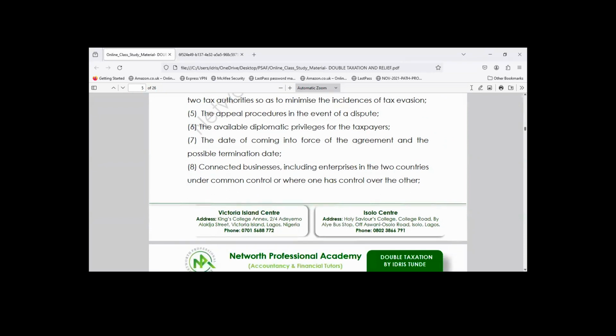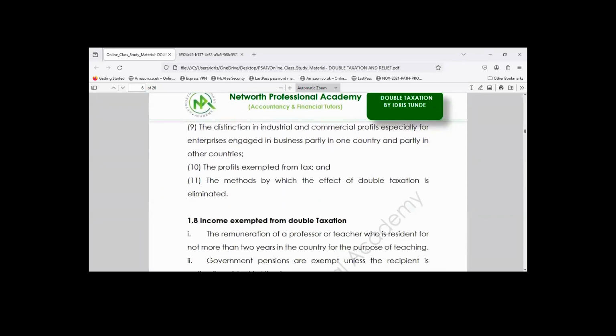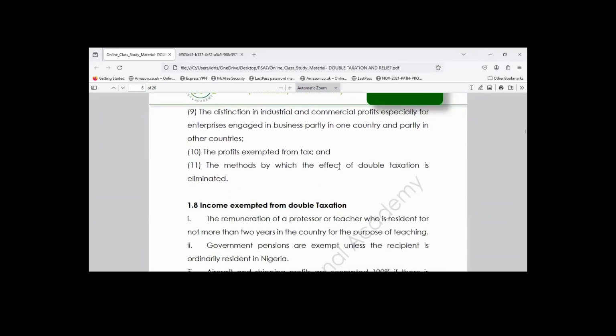So it will be part of the content of the double taxation agreement: the profit that will be exempted from tax, and the method by which the effect of double taxation is terminated. All these are stated in the content of double taxation agreements.